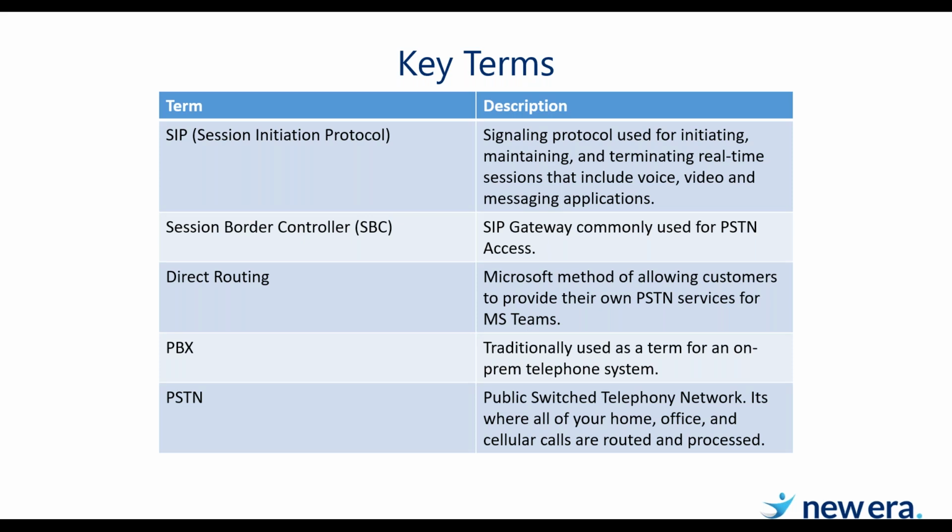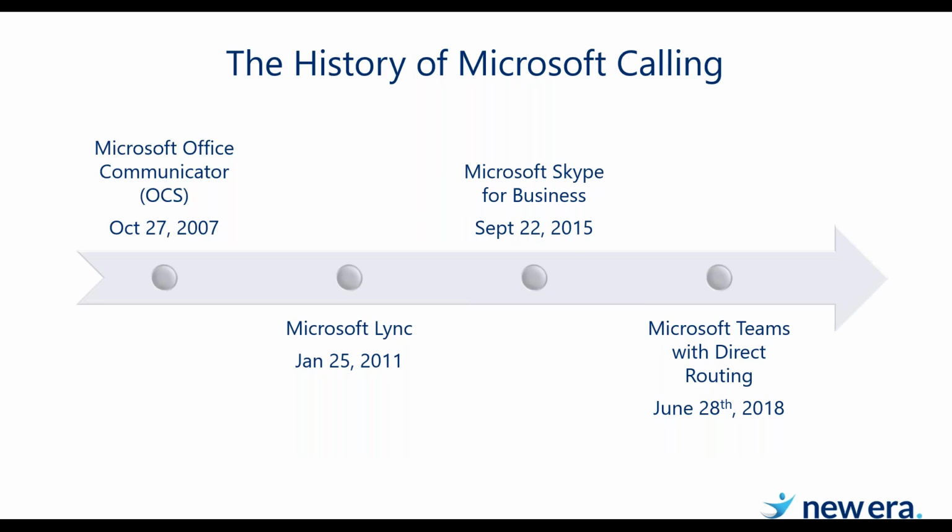The session border controller is effectively a SIP gateway that allows you to send calls into the PSTN. It also allows you to integrate different SIP technologies with your on-prem systems. Direct routing is the Microsoft method for allowing customers to provide their own PSTN services without having to use the Microsoft calling plan. Lastly, PBX and PSTN. The PBX is your on-prem system, where you've got your desk phones or your traditional system. And the PSTN is just the public switched telephone network. So when you make a phone call from your home to a cell phone, or from your business to a customer, that all goes through the PSTN. Right? So that's a recap of the key terms.